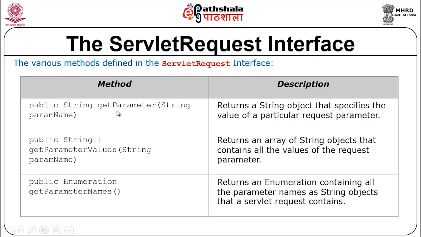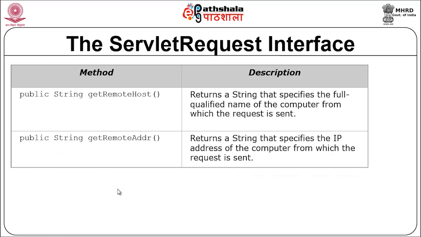So, this is to read the data from the request, and we have a method called getParameterValues. This takes the parameter name and returns an array of string objects that contains all the values of the request parameter. And there is another method called getParameterNames that returns an enumeration containing all the parameter names as string objects. So, from the servlet request you can use these methods to read the values of the parameters.